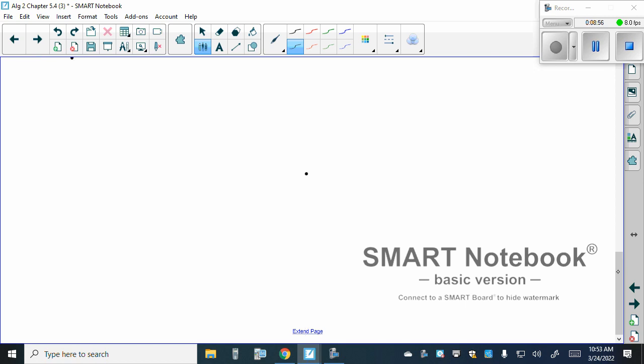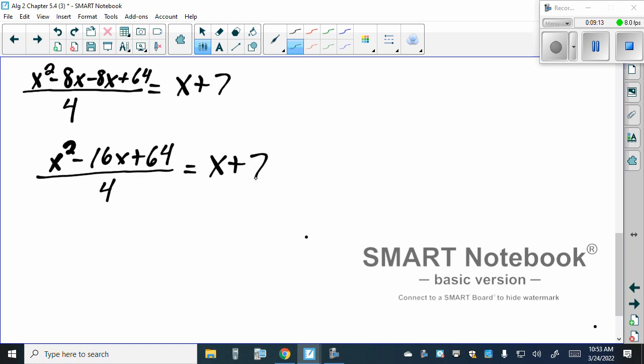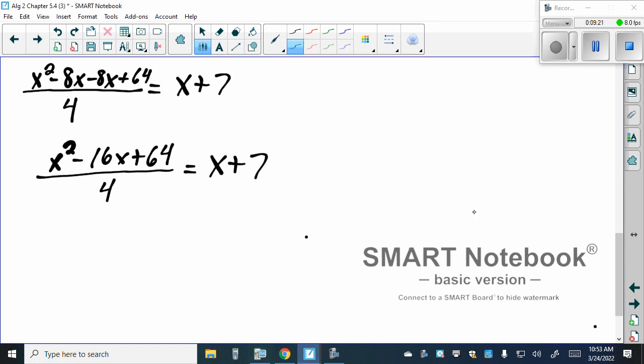Let's go on and combine like terms so it's a little bit easier to look at. x squared minus 16x plus 64 over 4 is equal to x plus 7. Any questions on any of this so far?